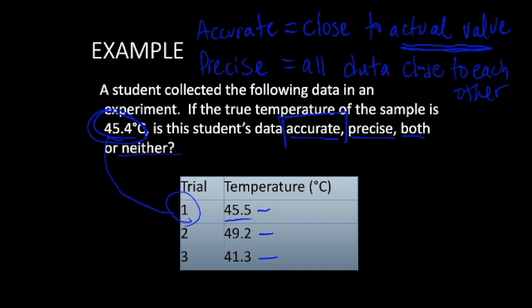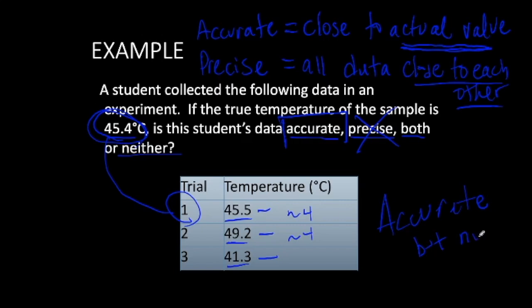Are these 3 values close to each other? Are they close to each other? I'm going to say kind of, but they still have about 4 in between each of them. So I'm going to say it's not precise. So in this case, our data would be accurate, but not precise.